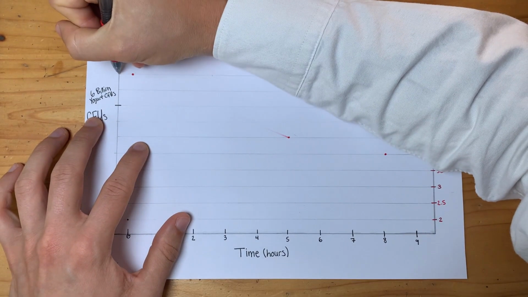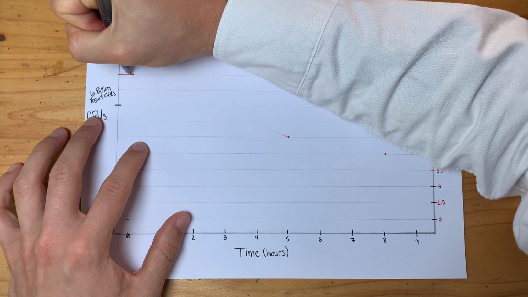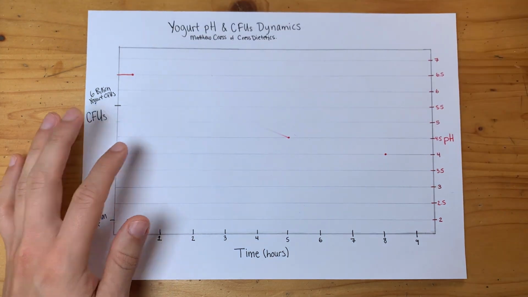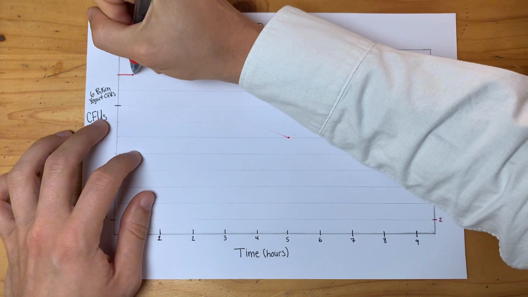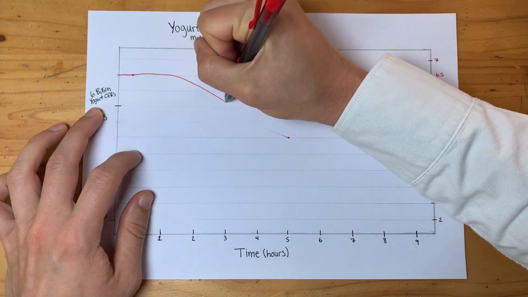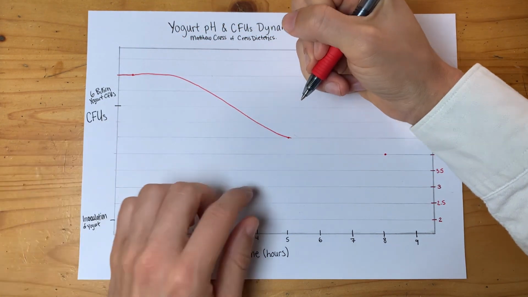All right, so we are going to have a straight line here because that's our starting pH. And then we're going to have more of an up and down. I'm just going to freehand this, guys. Up and down. Oh my God, I did that so well.